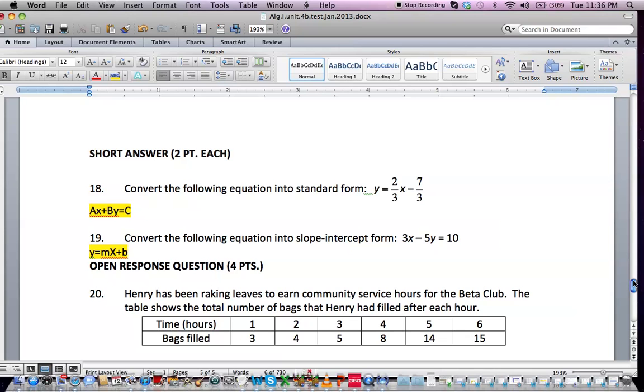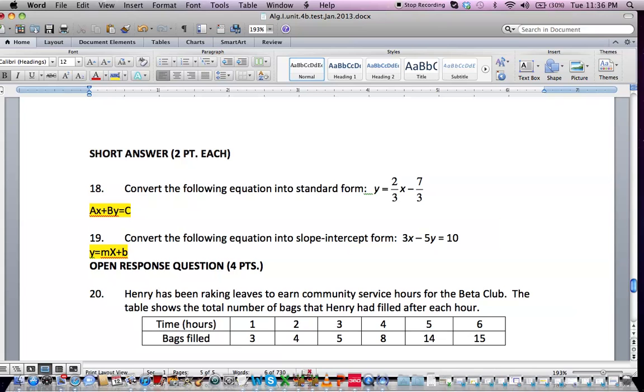Okay, so number 18, short answer. Make sure you show your work. Convert the following equation into standard form. And I made sure to put our standard form formula here, ax plus by equals c. You can also find this same standard form formula on your ACT QualityCore little cheat sheet or reference sheet, but I went ahead and put it on here.